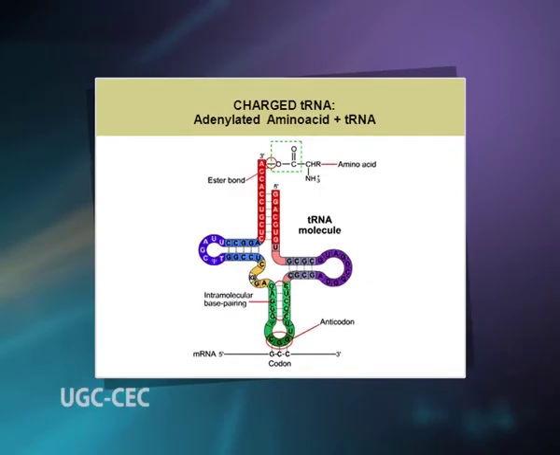The codons on mRNA are read in 5' to 3' direction, and the anticodons on tRNA bind to the codons on mRNA in an antiparallel fashion. That is, its 5' base hydrogen bonds to the mRNA's 3' base.